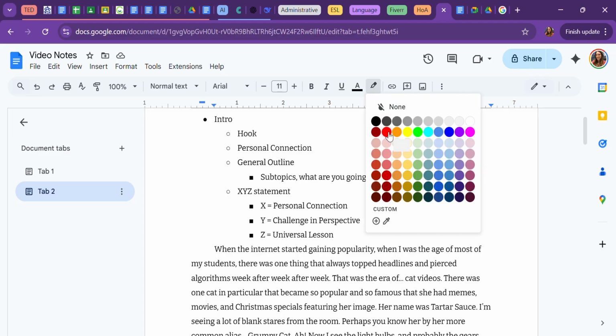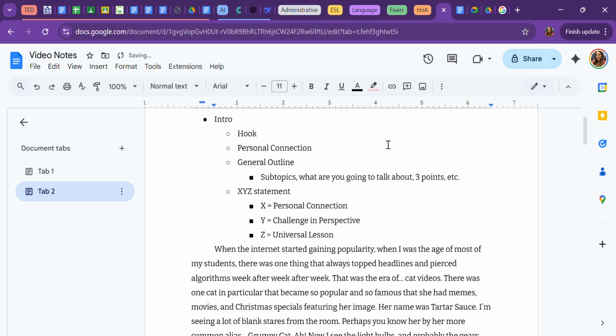So I'm going to highlight the different elements. Your hook, if you remember, is the attention getter. It's what grabs the audience's attention. For a lot of you, this looks like a question. For some of you, it's a story.